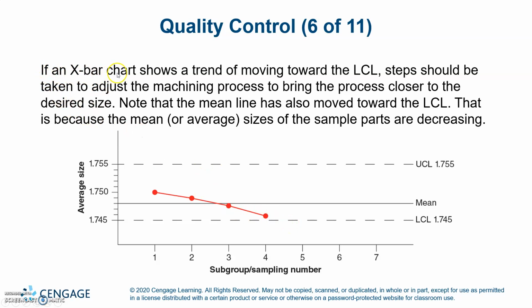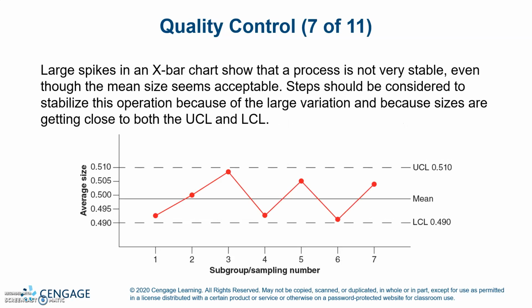On this one, it shows it going down to the LCL. If the X-bar chart shows a trend moving toward the LCL, steps should be taken to adjust the machining process to bring the process closer to the desired size. Note that the mean line has also moved toward the LCL, because the mean or average sizes of the sampling parts are decreasing. Large spikes in the X-bar chart show that the process is not very stable, even though the mean size seems acceptable. Steps should be considered to stabilize this operation because of large variation and because sizes are getting too close to both the UCL and LCL.